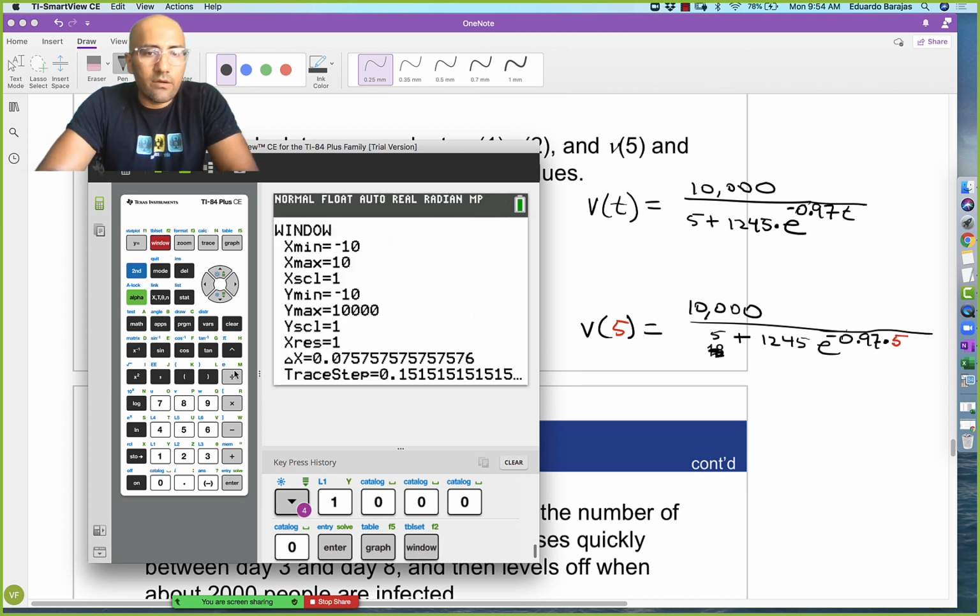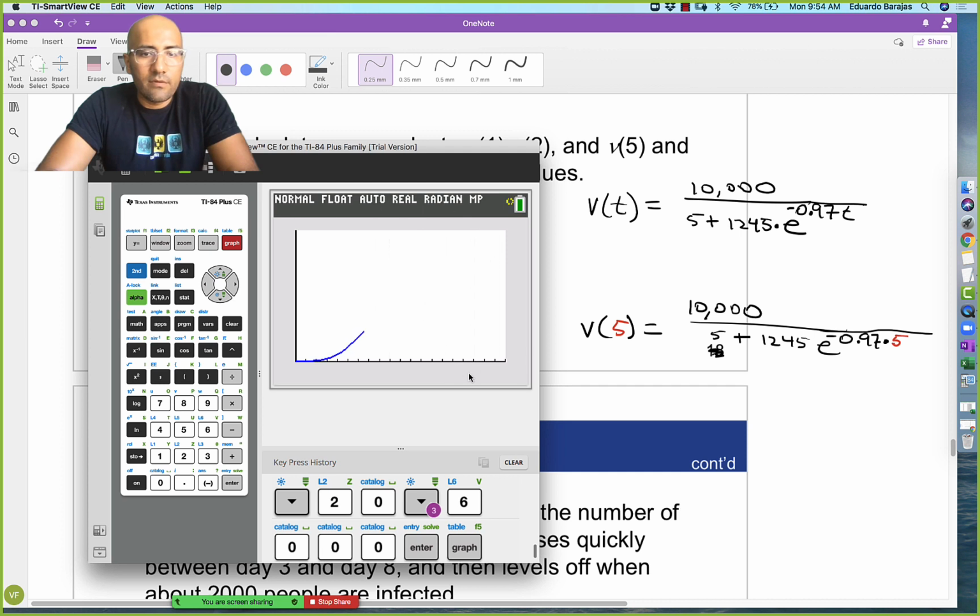So let's go back to window. Let's change this from 0, let t start at 0. And let's go out further. How about, let's make it twice as much. And also 10,000 turned out to be too big. How about we make it, I don't know, how about 6,000? Okay. So it goes up, it reaches some max, and then it kind of plateaus out.